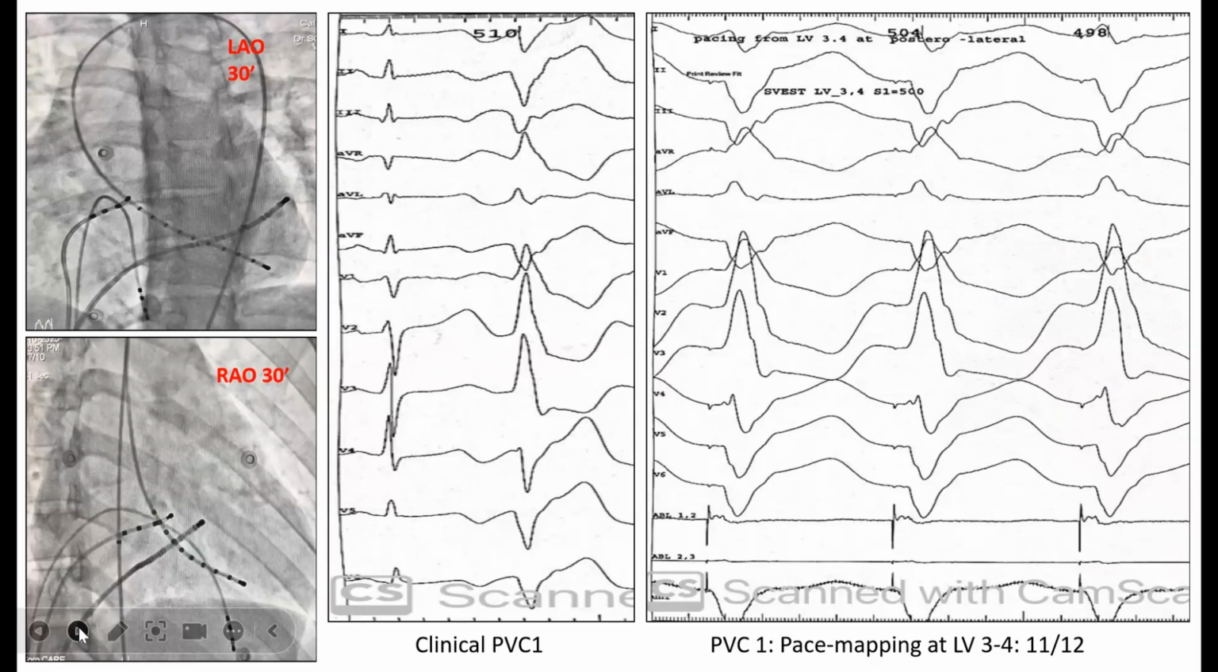You're not in the really perfect place, what we call. So this is just confirmation of where you think the focus might be, but not to guide the ablation in a sense. Okay, next.